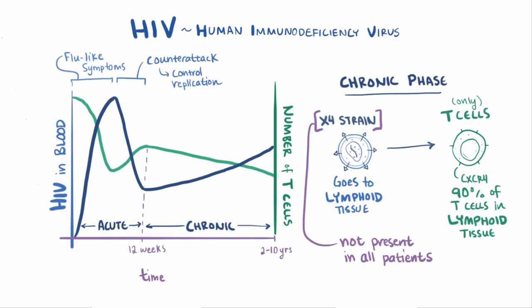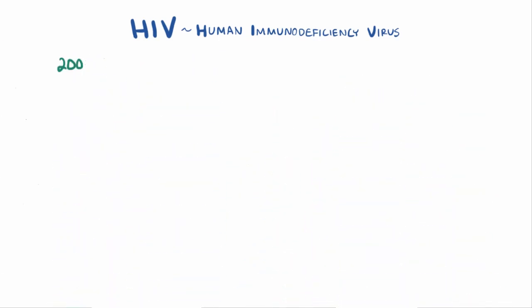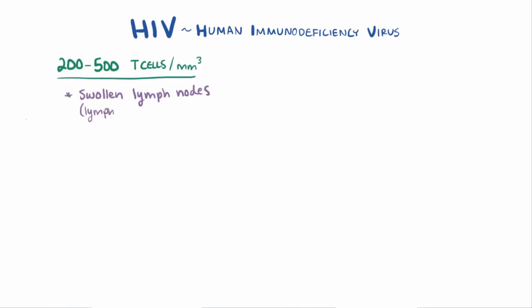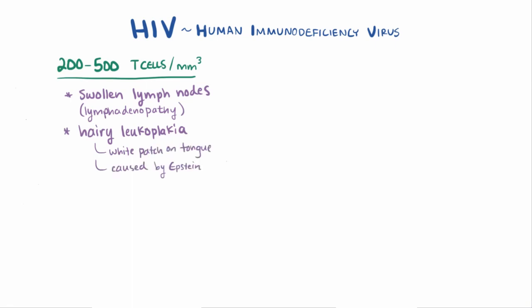about the disease course. When the body's T cells drop low enough, between about 200 and 500 cells per cubic millimeter, patients start experiencing symptoms like swollen lymph nodes, or lymphadenopathy, as well as relatively minor infections like oral hairy leukoplakia, a hairy-looking white patch on the side of the tongue caused by the same Epstein-Barr virus that causes mononucleosis, as well as oral candidiasis, a yeast infection in the mouth.